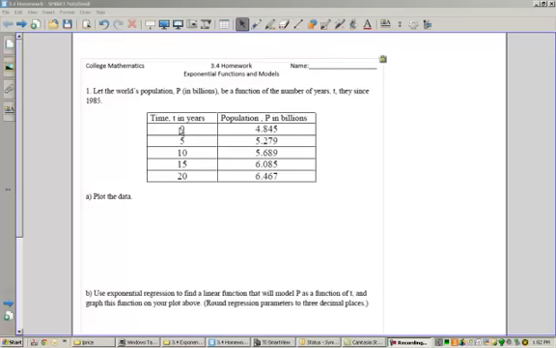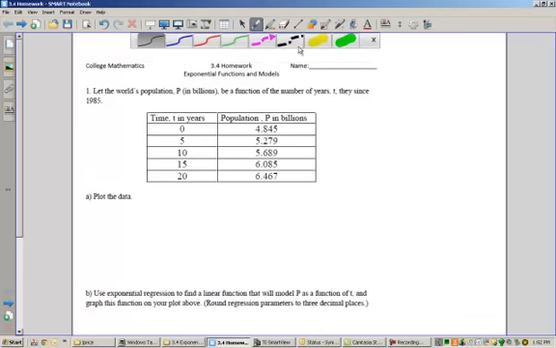This is 3.4 homework on exponential functions and models. On number 1, it says let the world's population P in billions be a function of the number of years t since 1985. There should not be a "they" there. All right, so no "they."